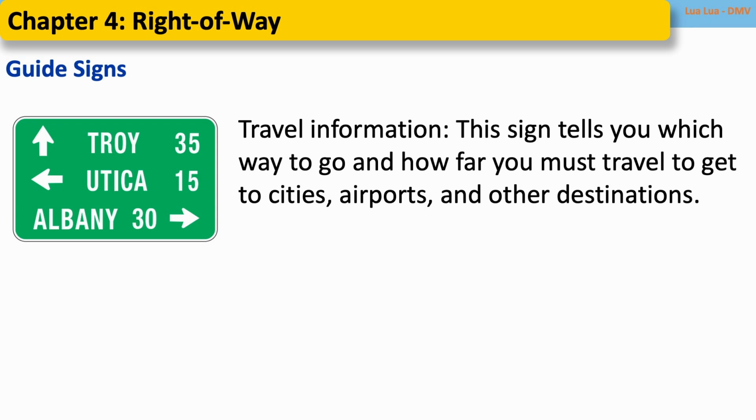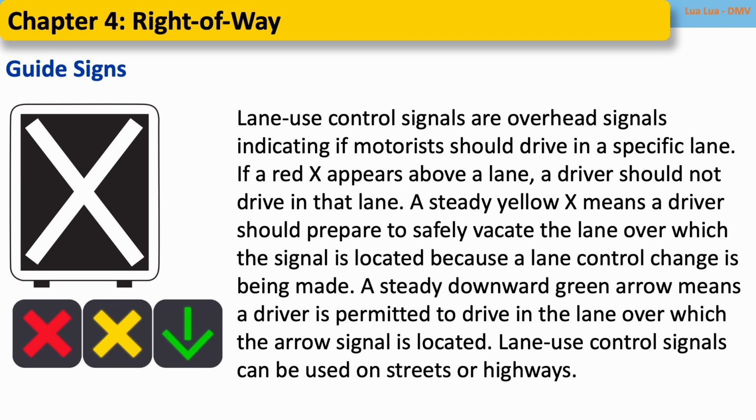Lane use control signals are overhead signals, indicating if motorists should drive in a specific lane. If a red X appears above a lane, a driver should not drive in that lane. A steady yellow X means a driver should prepare to safely vacate the lane over which the signal is located, because a lane control change is being made. A steady downward green arrow means a driver is permitted to drive in the lane over which the arrow signal is located. Lane use control signals can be used on streets or highways.